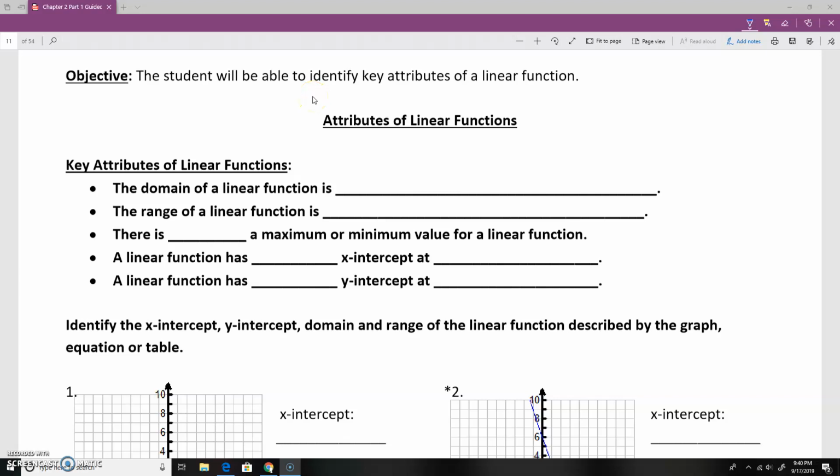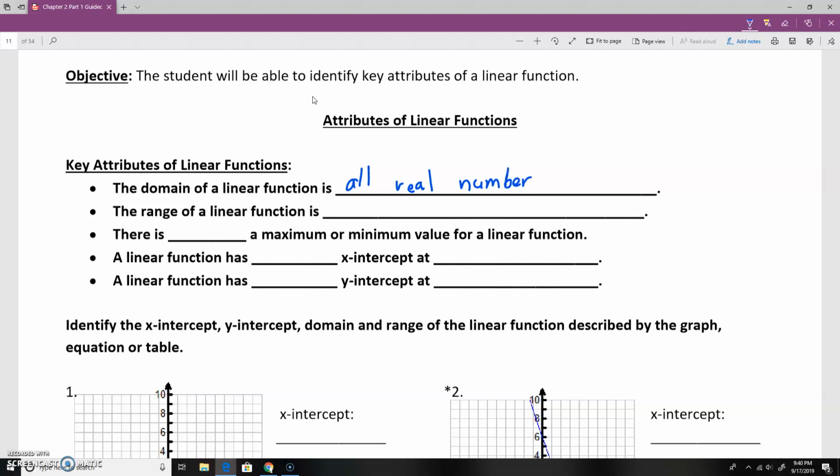Alright, in today's video we're going to be looking a little closer at some of the attributes of those linear functions. First off, some of these key attributes of a linear function. The domain of a linear function is always going to be all real numbers.